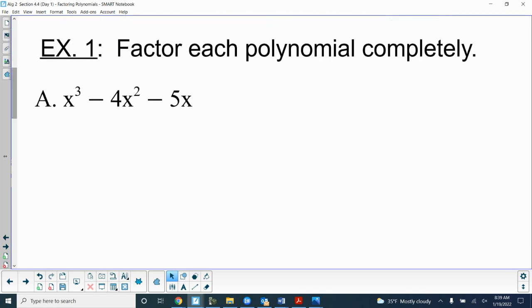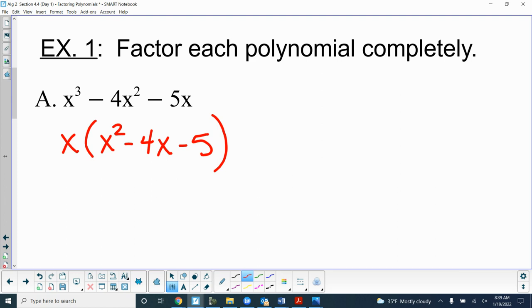Is there a GCF? Yes, there is. What is it? X. There you go. So when I divide x into x cubed, what do I get? X squared. When I divide x into negative 4x squared, what do I get? Negative 4x. When I divide x into negative 5x, what do I get? Negative 5. So we took out the GCF, and then we got a trinomial.